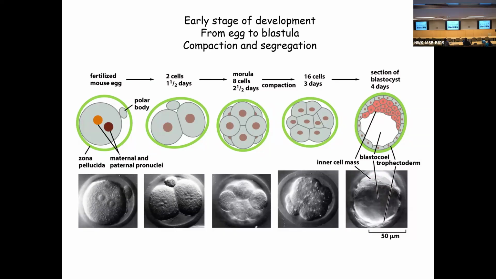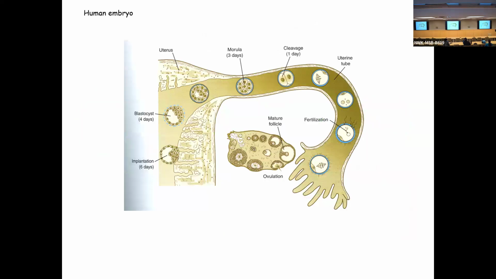These are the cells that sort of invade the uterus, and then they implant into the uterus. So we have the inner cell mass of a blastocyst and the trophectoderm. This is just to put you in perspective.